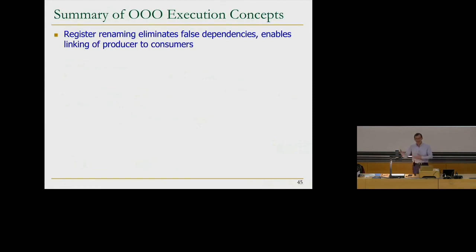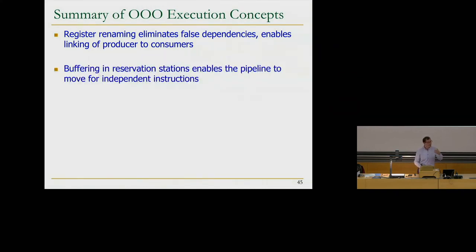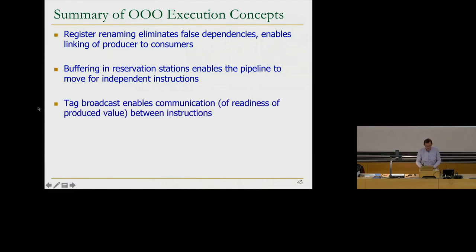So let's think about what these enable. Register renaming eliminates false dependencies, as we said many times. It also enables linking of consumers with the producers. And buffering in reservation stations enables the pipeline to move for independent instructions. Before, the problem was that we had an independent instruction coming later, but we had nowhere to put the dependent instruction. Now, buffering in reservation stations enabled that. But we cannot just do buffering. We need to do all of this to actually enable out-of-order execution. Tag broadcast enables communication of the readiness of the produced value between instructions. And wake up and select enables out-of-order dispatch.